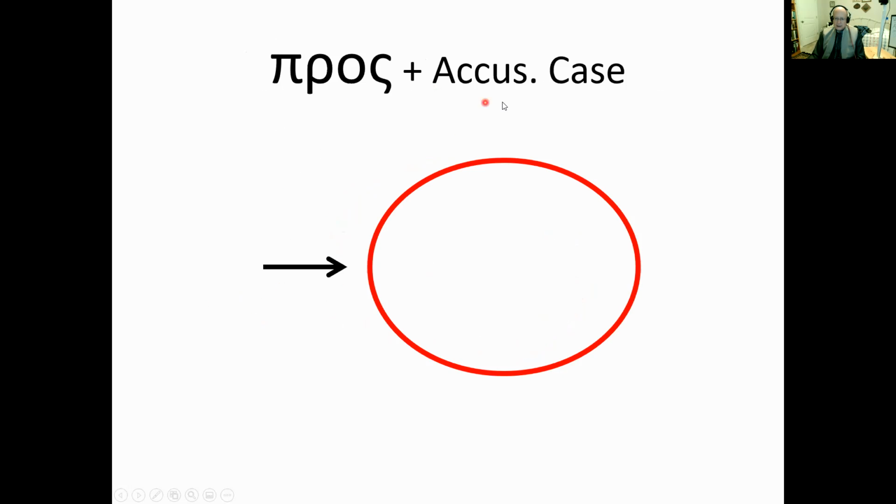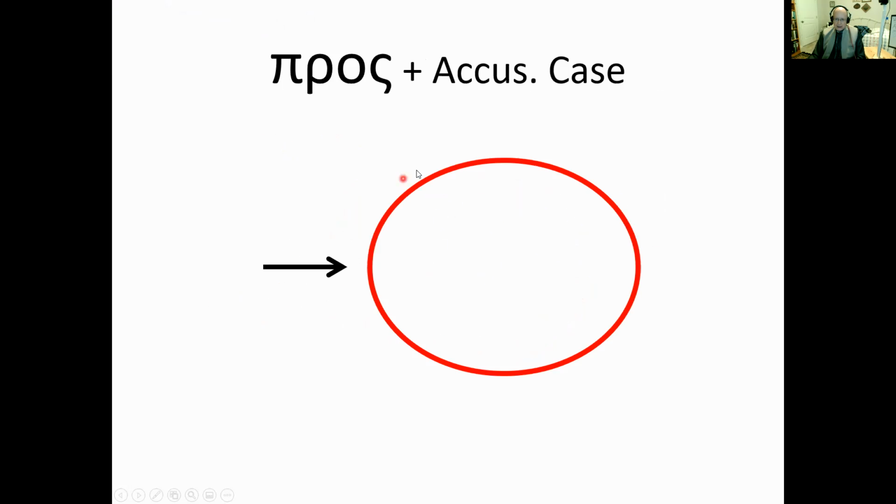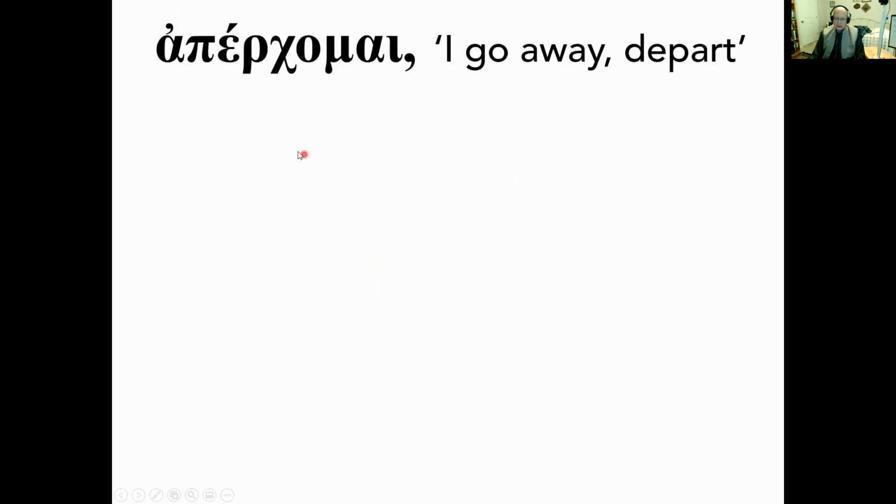Pros also takes the accusative case and means towards. Again, pros is a preposition that takes the accusative case. Nouns will have the accusative case and means towards. We'll just do a little bit of practice.